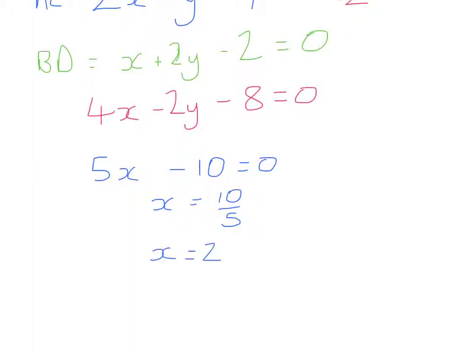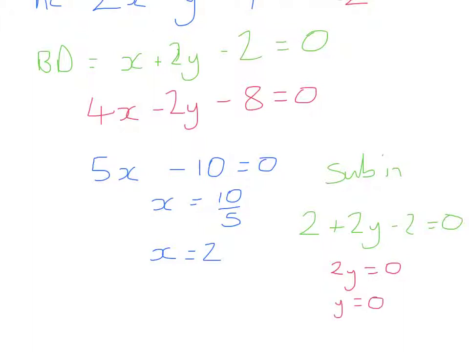Now I've got the value of x, I sub that in, let's say into BD, so I get 2 + 2y - 2 = 0, and you'll notice that the 2 - 2 actually cancels out, so I'm left with 2y = 0, so y equals 0 divided by 2, which is 0. So E's coordinates are (2, 0).